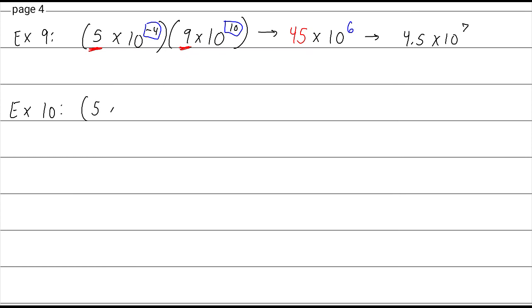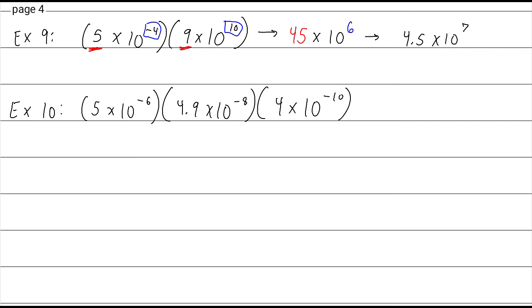And let's make sure we really got it. So 5 times 10 to the negative 6th times 4.9 times 10 to the negative 8th times 4 times 10 to the negative 10th. Good golly, Miss Molly. Okay, so 5 times 4.9 times 4 actually comes out to 98. You could use a calculator, or you can think about that for a while. 98 times 10 to the, okay, negative 6 minus 8 is negative 14, minus 10 is negative 24.